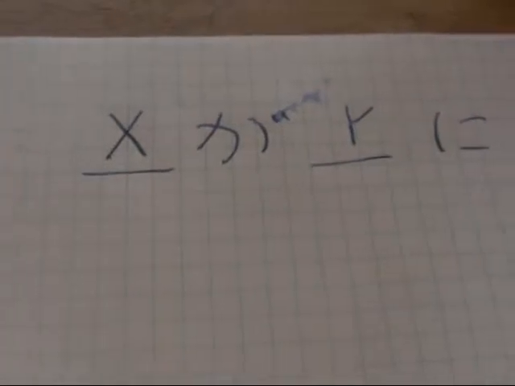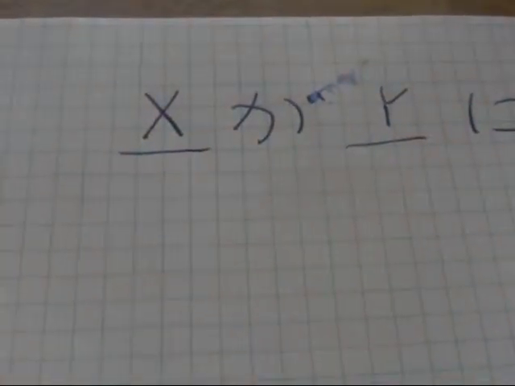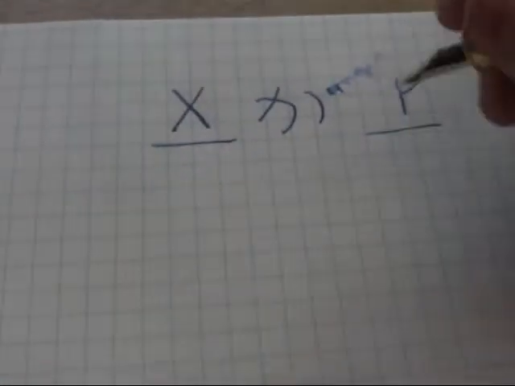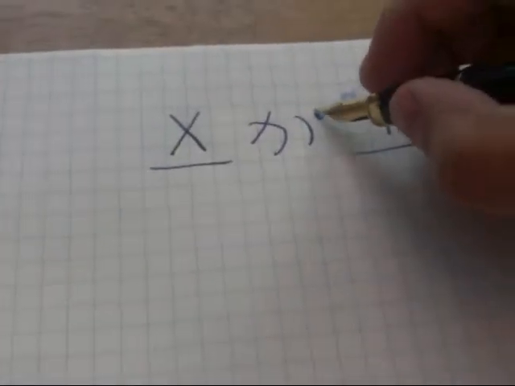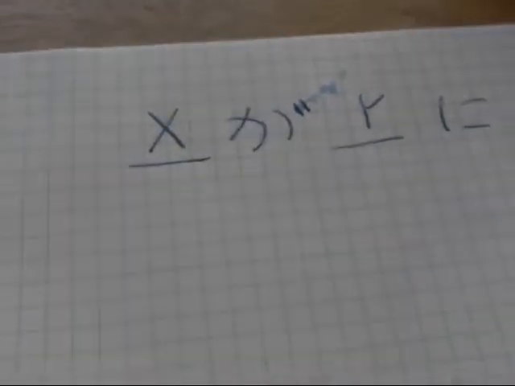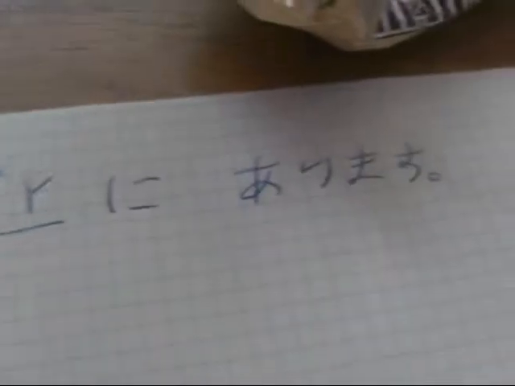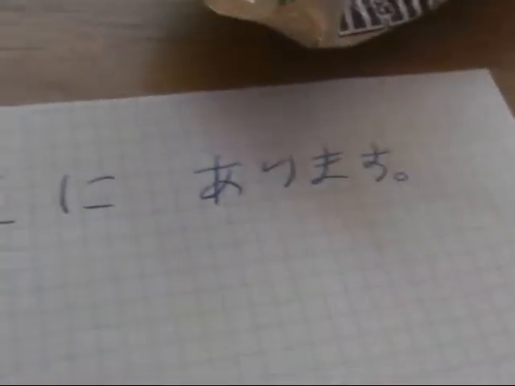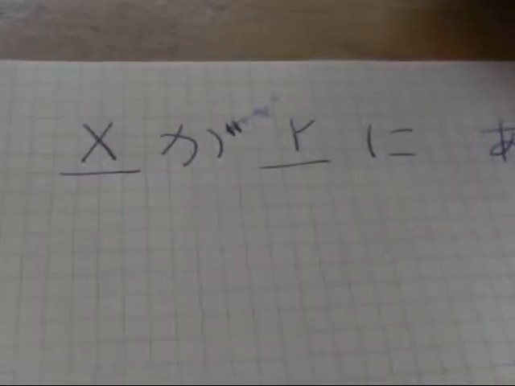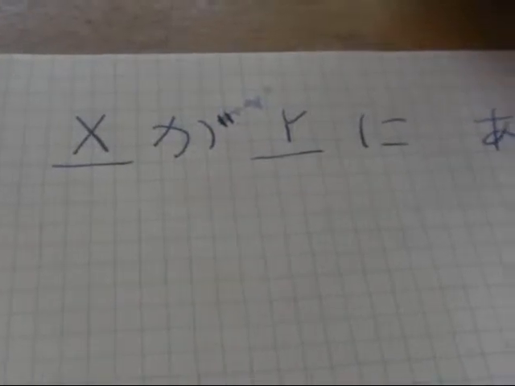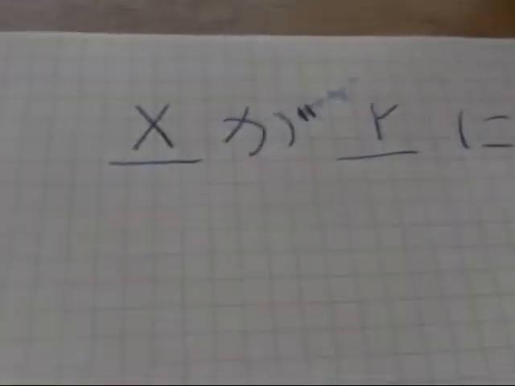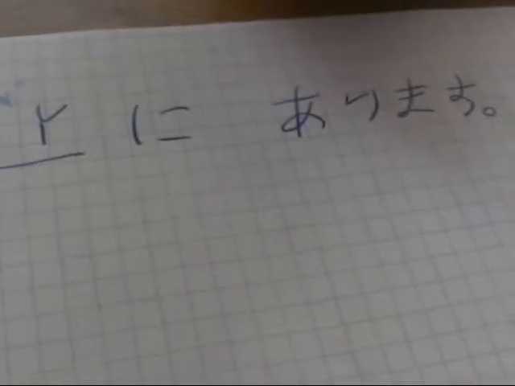Believe it. Okay, so today we are going to learn about the, I totally smeared that, the X ga Y ni arimasu. Now this form, like the location words that we have been using before, is to show location.